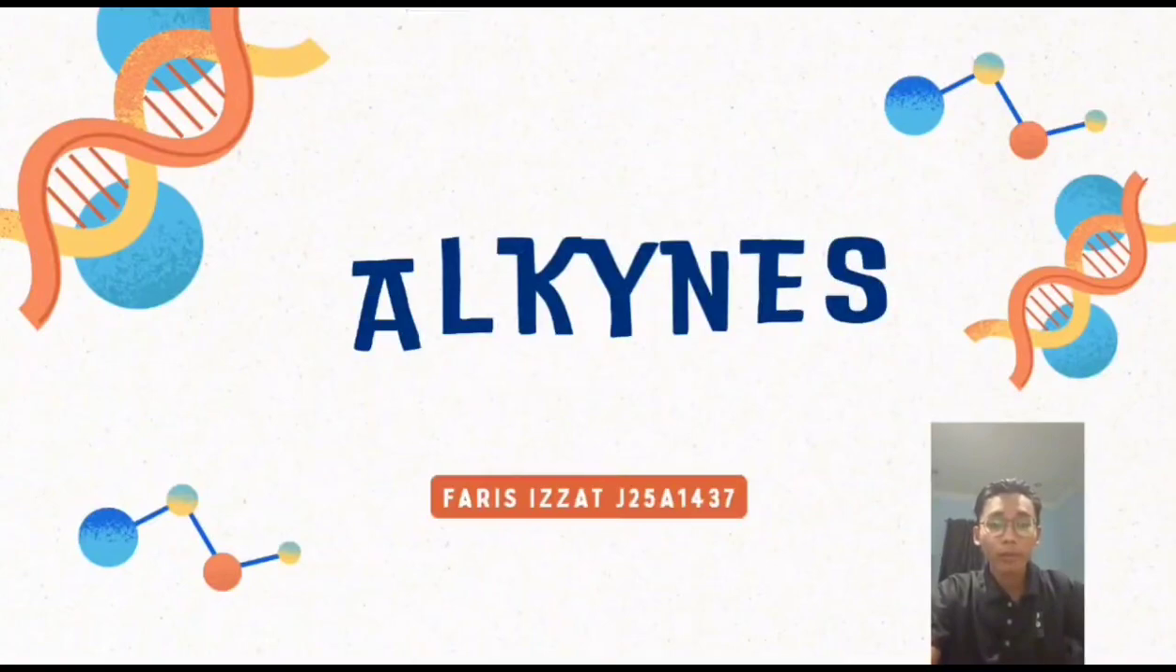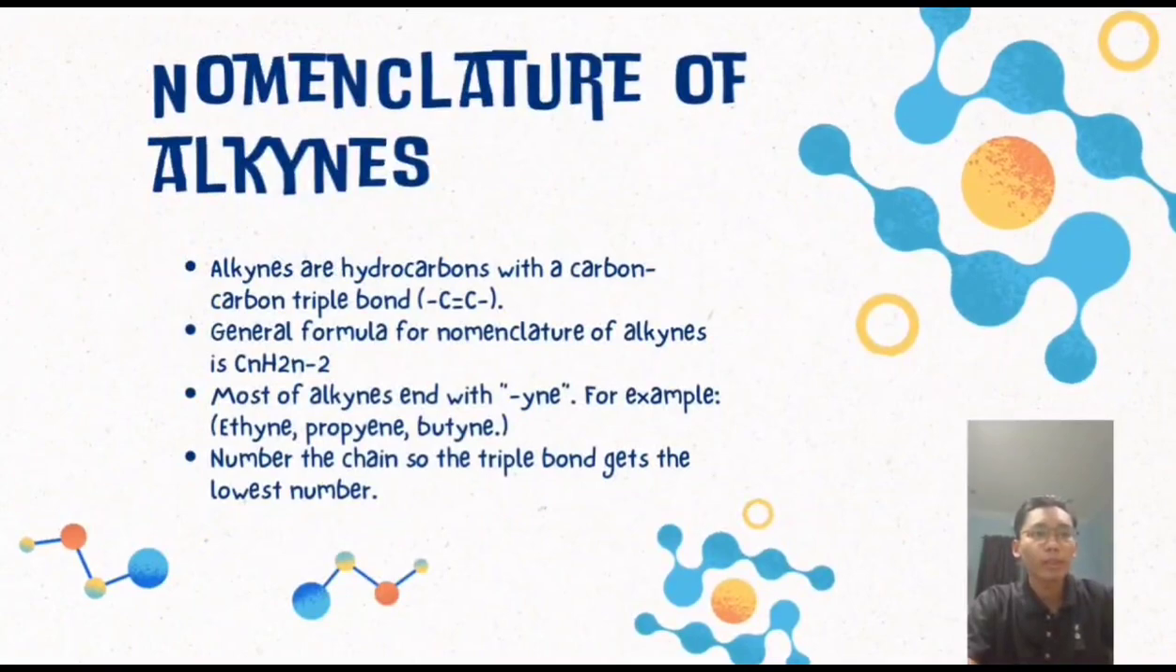My name is Muhammad Farizat and I will talk about alkynes. Firstly, nomenclature of alkynes. An alkyne is a hydrocarbon with a carbon-carbon triple bond, C≡C. The general formula is CnH2n-2. Most alkynes end with -yne at the back, for example ethyne, propyne, and butyne. Number the chain so the triple bond gets the lowest number.